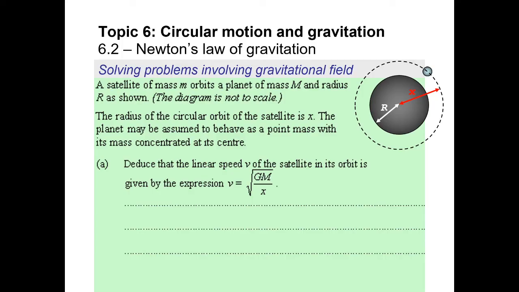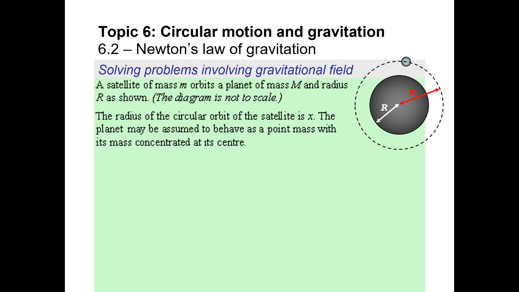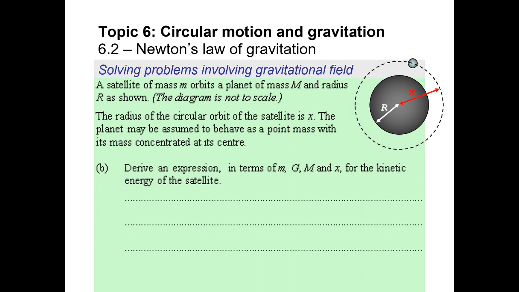So going back to the slides now. Of course, there's the typed up solution. Okay, B, derive an expression in terms of little m, capital G, capital M, and x for the kinetic energy of the satellite. Okay, again, you can only use those letters. So going back to the paper here.